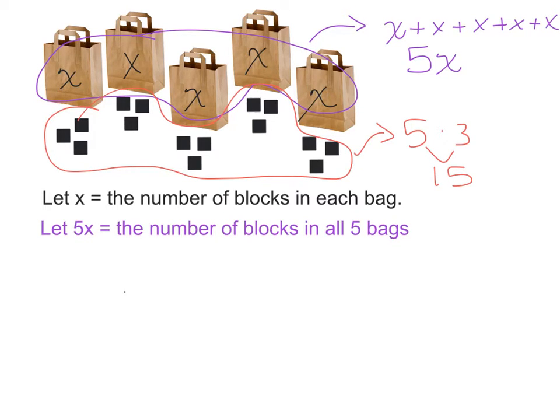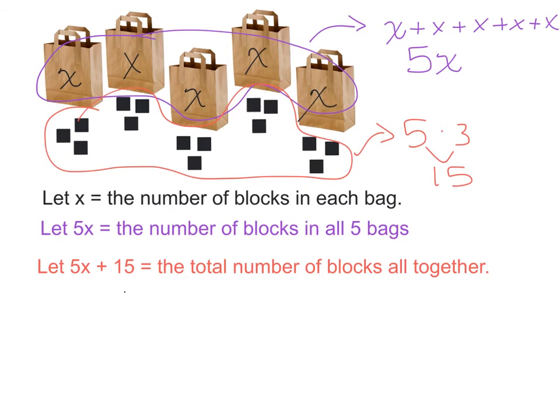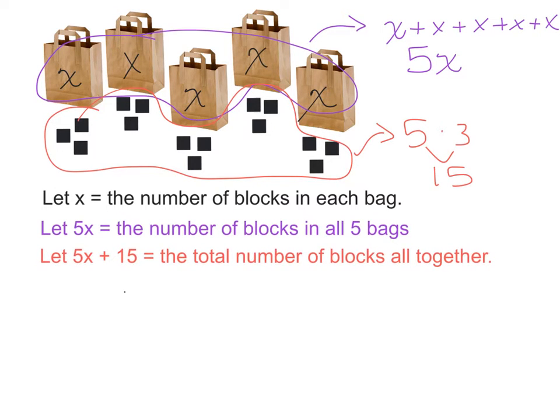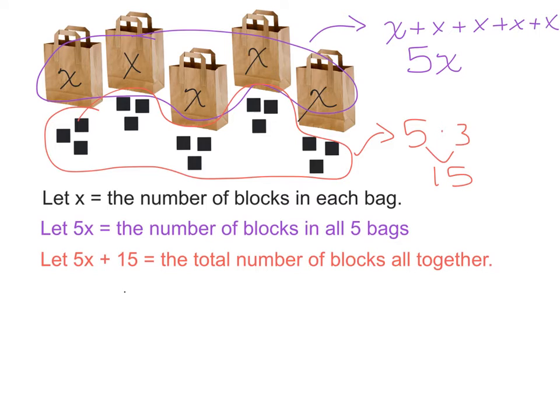So to get our total, I would add the 5x, whatever that is, plus the 15. And that's going to give us our total number of blocks. So let's write a let statement for that. And that let statement would be let 5x plus 15 equal the total number of blocks altogether. Okay, so I've written 3 let statements. The 5x plus 15 is my final one for my total number of blocks.